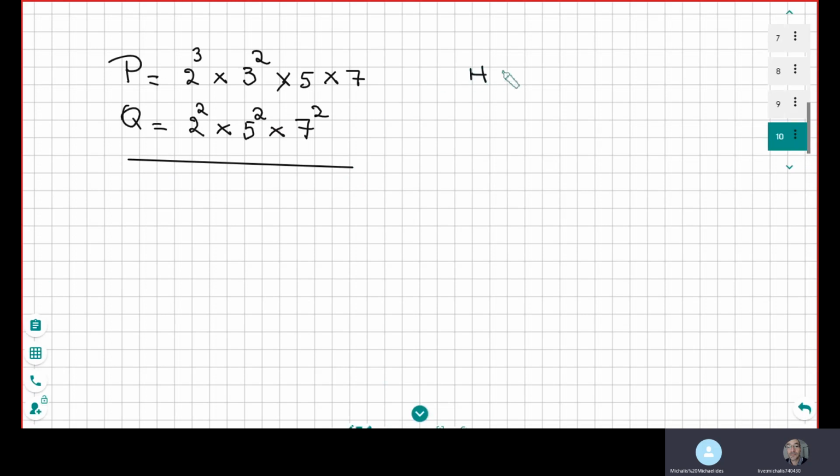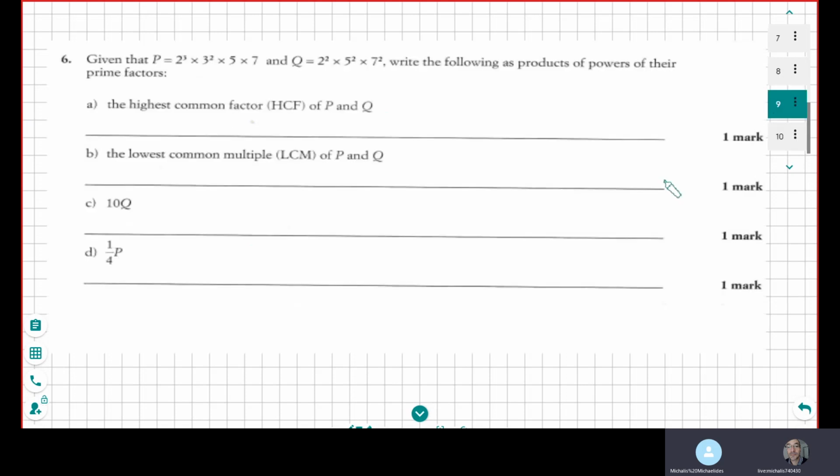For the highest common factor, we choose the common factors with the lowest powers only. Common factors are factors that can divide both of the numbers, and in this case they are the 2, the 5, and the 7. And we use the lowest powers. So in this case, I choose the lowest power of 2, which is squared.